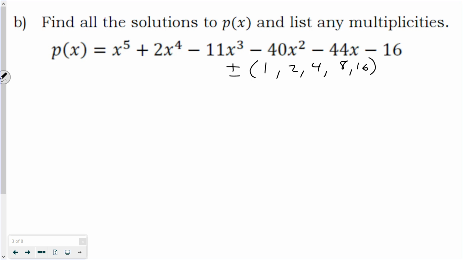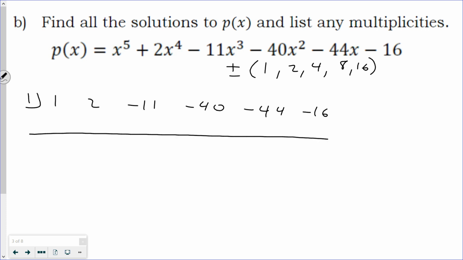So I'm going to start doing synthetic division with these possible zeros. I'll start with 1. My coefficients are 1, 2, -11, -40, -44, and -16. So drop down the 1. 1 times 1 is 1. We get 3, another 3, -8, -8. And we can see that we're not going to end up getting a remainder of 0. Complete it out all the way.